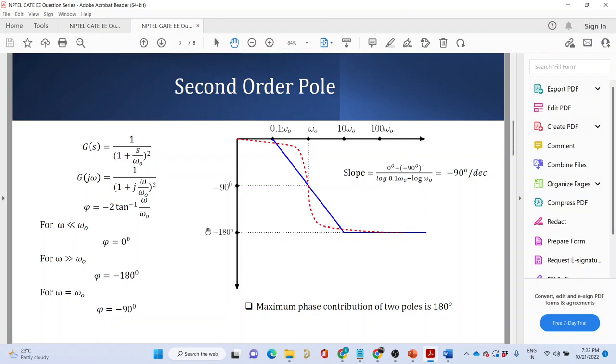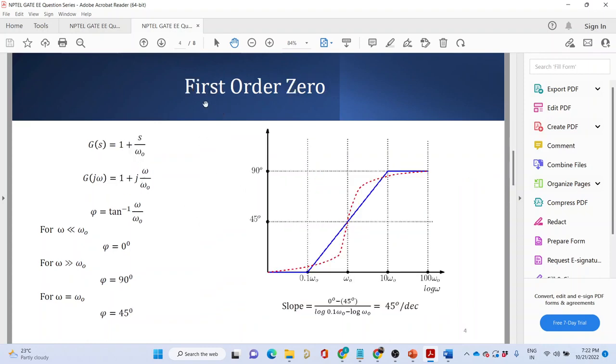Now let us look at what is the effect of a zero. In case of a zero, again you go through the same process. You put omega equal to omega 0 over here. You will find that phi equal to 45 degree. This is plus 45 degree. When omega is far less than omega 0, the angle will be 0 degree, and when omega is far greater than omega 0, the angle will be 90 degree. So the phase plot will be rising from 0 to 90 degree, and the slope would be 45 degree per decade.